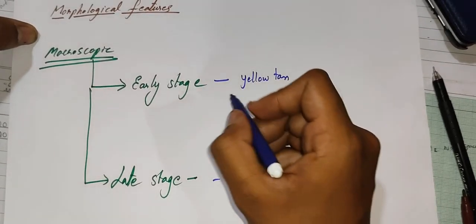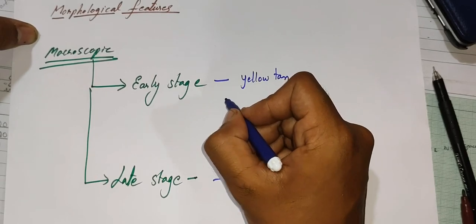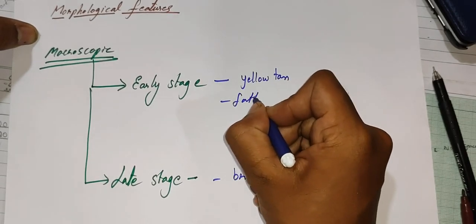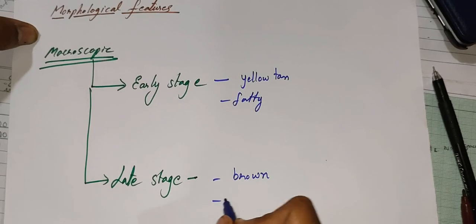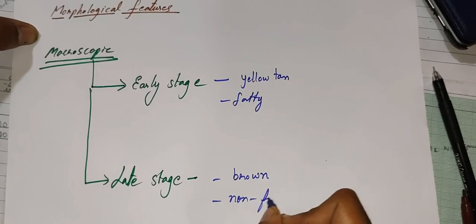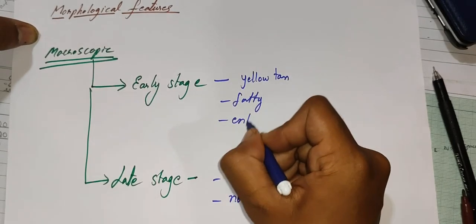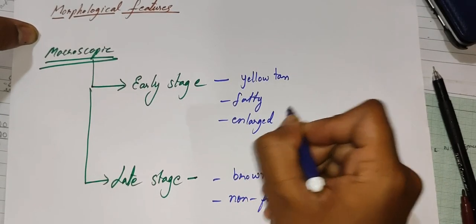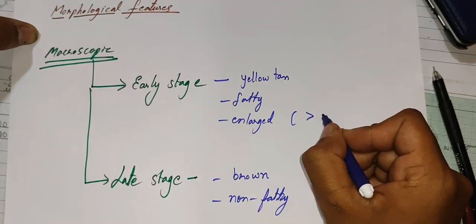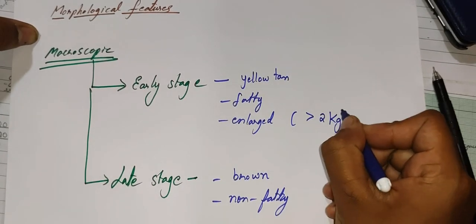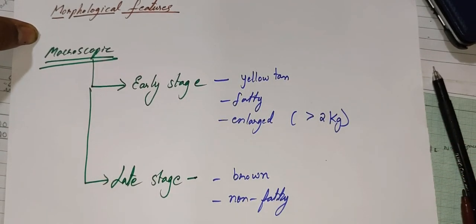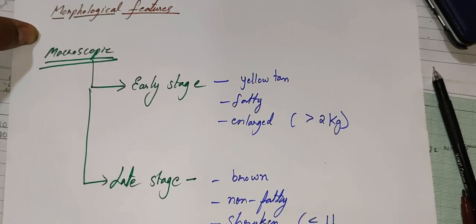Next, in case of early stage, you will be seeing a fatty liver, but in late stage it is non-fatty. In early stage the liver is enlarged, such that it may sometimes weigh greater than 2 kg. But in case of late stage, it is completely shrunken, and it may weigh less than 1 kg.